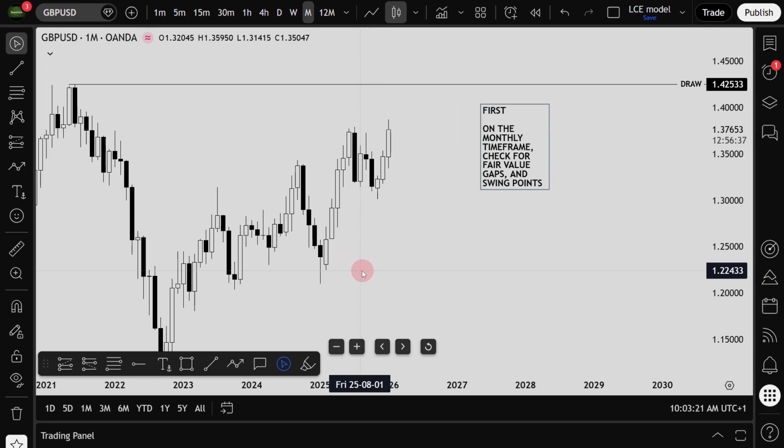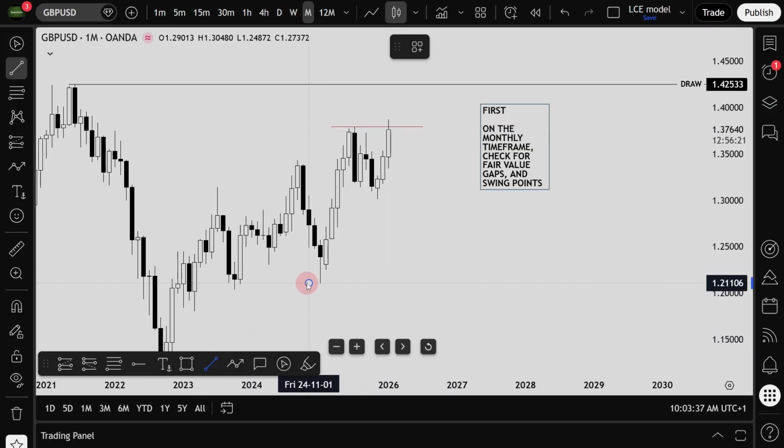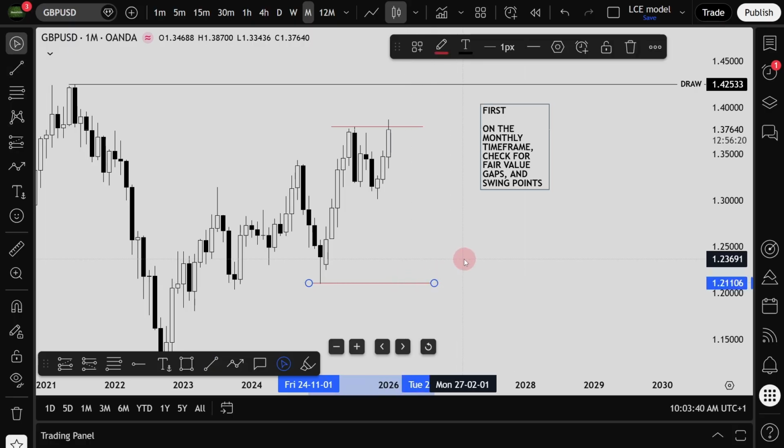PD arrays mean price delivery arrays. All right, price delivery arrays. What are the two price delivery arrays that we're talking about? Swing points, as in extreme highs like this and extreme lows like this. That's what the market is usually trading towards.